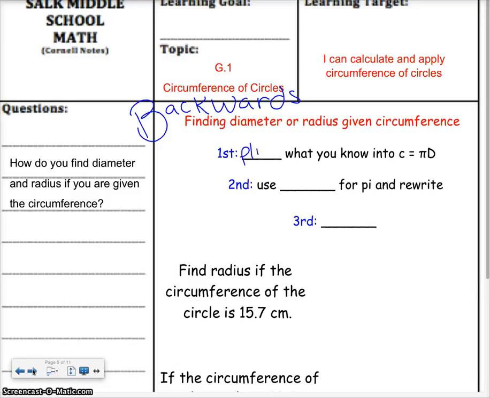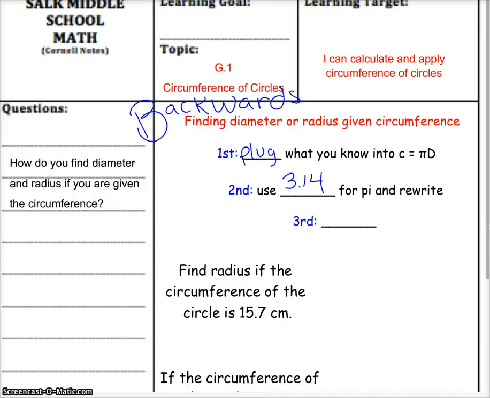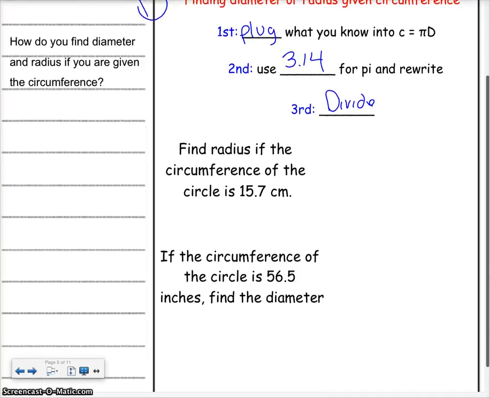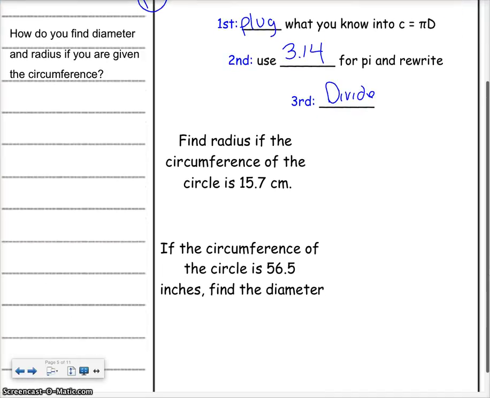So this is the actual algebra way. You can plug what you know into pi d. Use 3.14. This is where you definitely use 3.14 for pi. You don't use exact for this. And rewrite. And then that's your answer. I don't know what the third step would possibly be. Oh, probably divide, if this is the actual algebra way. I don't typically do the algebra way. I just work backwards, just like when we work backwards with triangles and parallelograms. Some of you, I don't know if you were into using the algebra method. I showed you it. A lot of you just punched it into your calculator. I'll do the algebra method so you can see it.